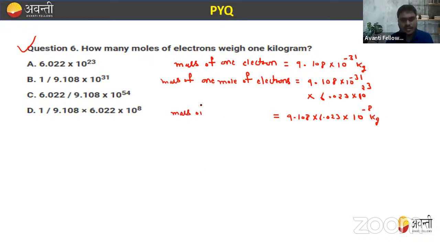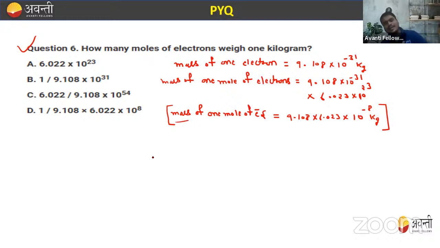So this is the mass of 1 mole of electron, that is 9.108 × 6.023 × 10^-8. Now in this question they are asking the number of moles. So how will you calculate the number of moles of electron that weigh 1 kilogram? Right? So we can calculate the number of moles.